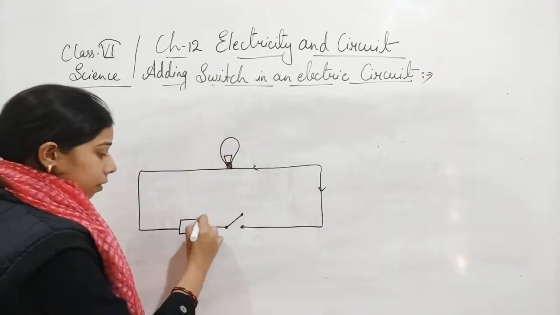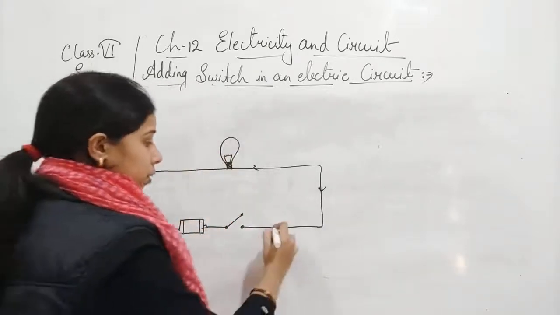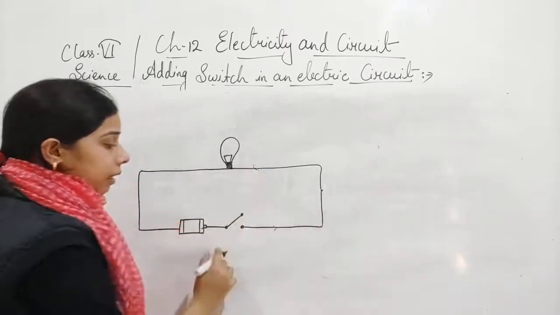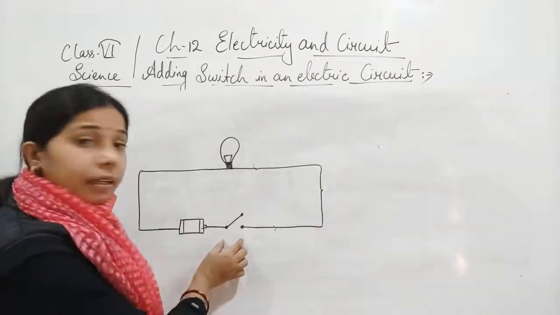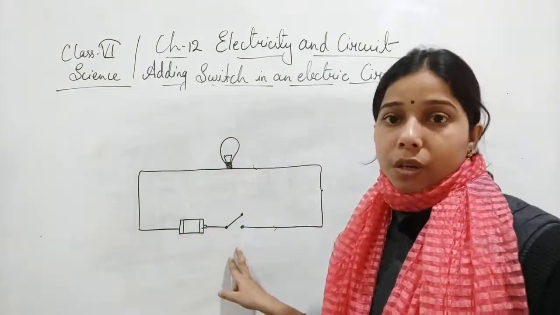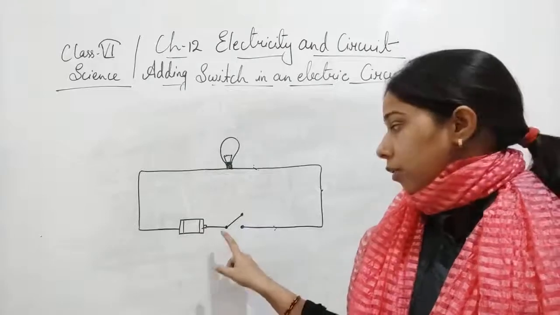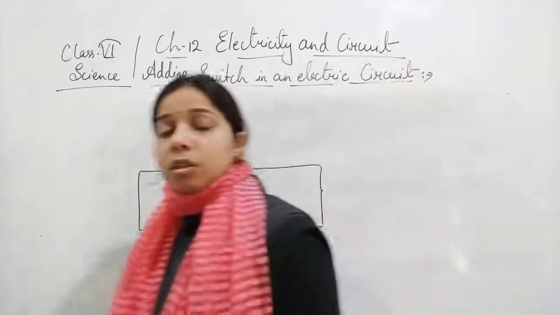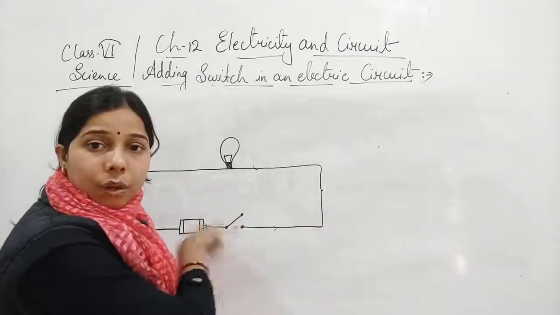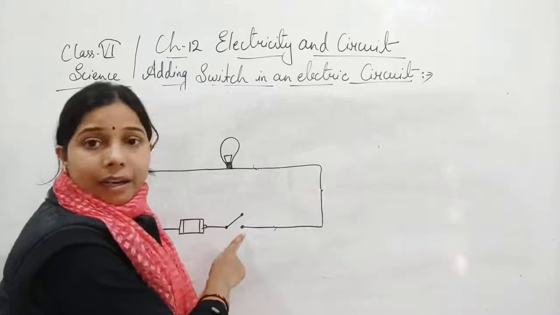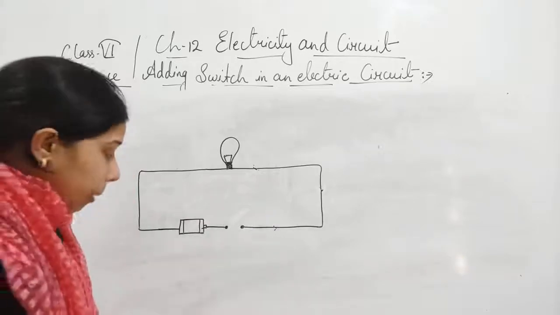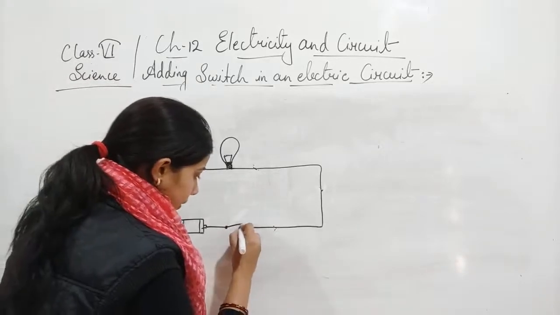So if this is a switch, you see students, here the current will not flow, and the reason is since there is a gap, you can find it here, and due to this the switch is turned off and thus there is a formation of a gap here. So the bulb will not glow. If this is touching the other end of the wire, there will be no gap, and at that time the structure will be like this.